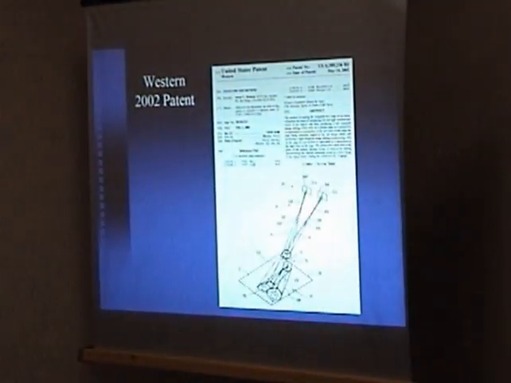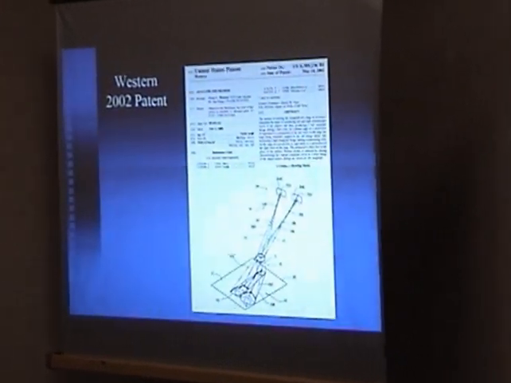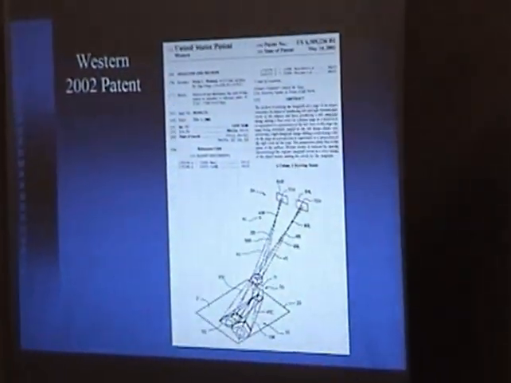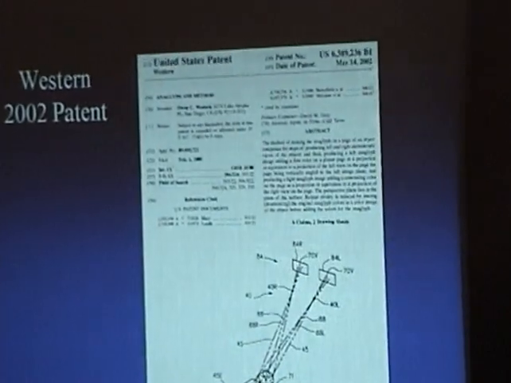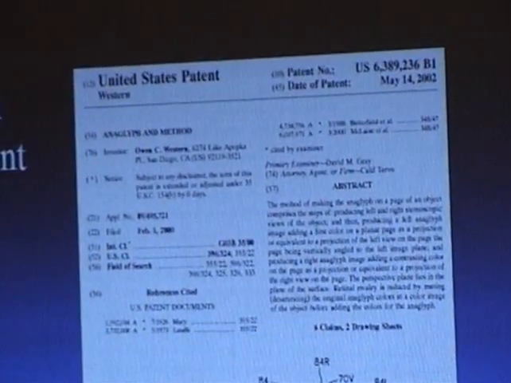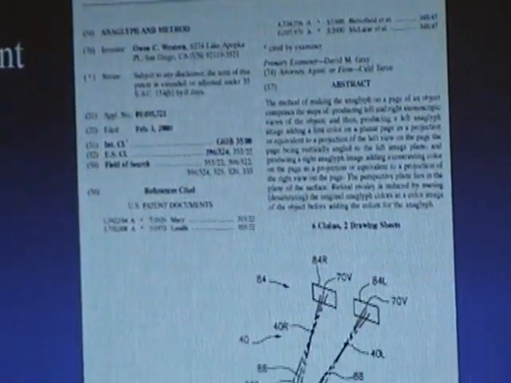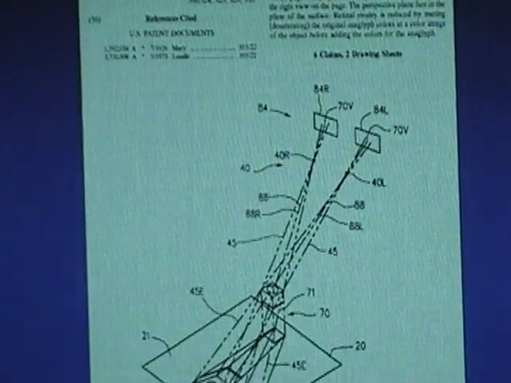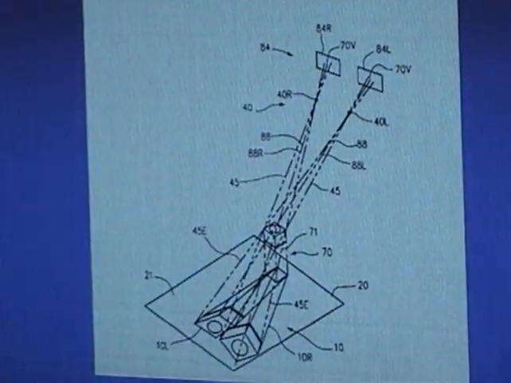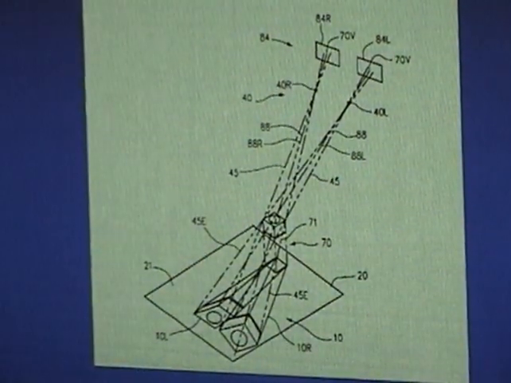The most recent patent that I know of is by Owen Western, and he patented a process for photographically making phantograms. There's a reference in the handout for this patent. If you want to go look it up on the U.S. Patent Office website and get the full text, you can. It's kind of an interesting document.